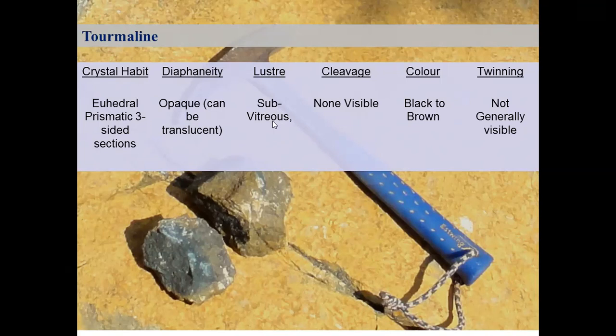It can be translucent, as I just mentioned, when you've got the gemstone quality. Subvitreous luster, technically the term is subvitreous. It doesn't have any cleavage, but it's got those striations. They aren't cleavages, but it does have striations if you've got good, properly formed crystals. And the color is generally black, can be brown. In the opaque varieties, you don't generally see twinning with these materials. So that is tourmaline.